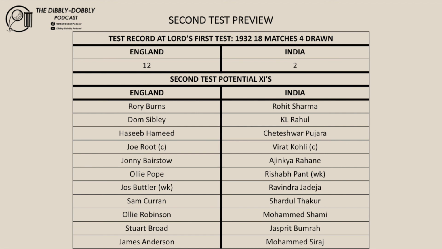I think India will keep the same 11. I don't think there's any need to make any massive changes after the first test match. If they lost the first test match at Trent Bridge, they would have made some changes to their team. But seeing that the first test match was a draw and they didn't really lose the test match, there's no need to make any changes at all. It's very important to keep that cohesion within the team. So that could be India's potential 11 for the second test match at Lords.